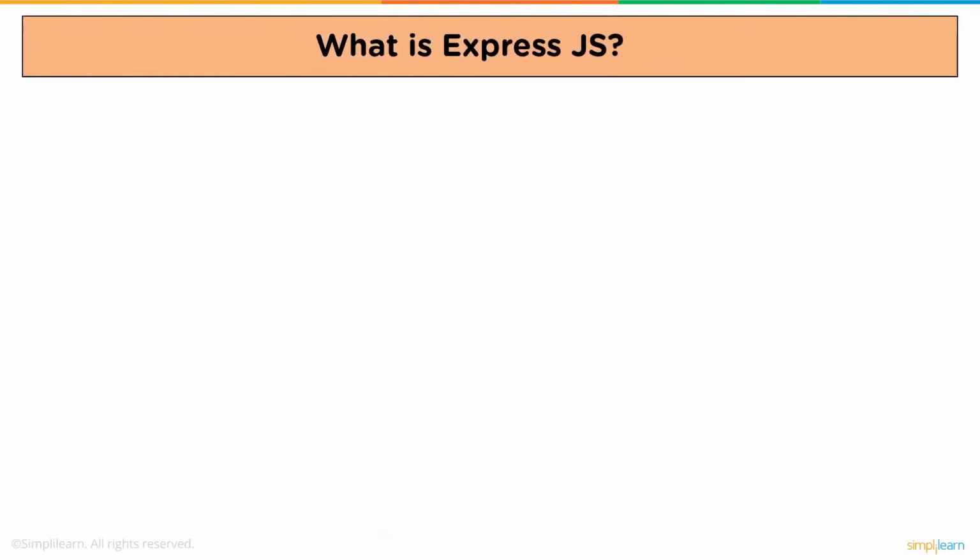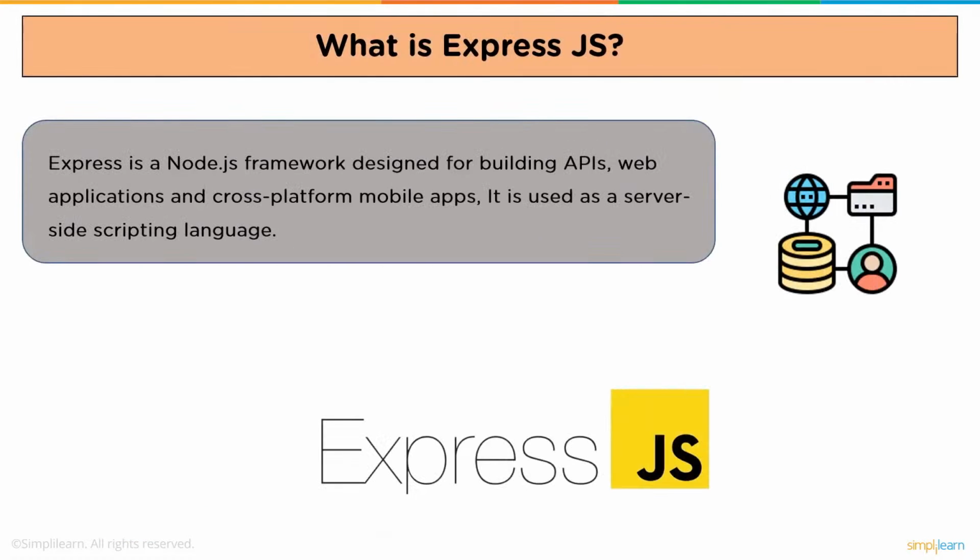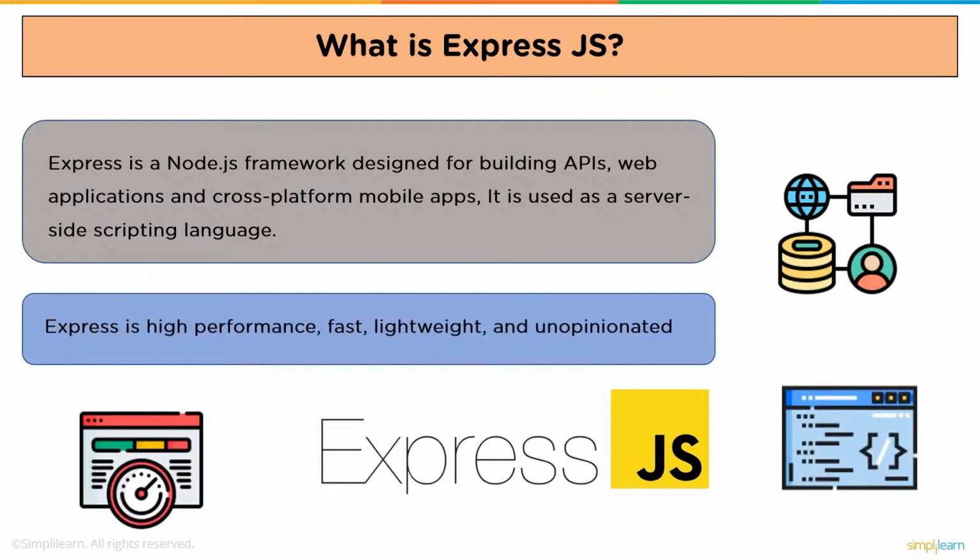What is Express.js? Express.js is a Node.js framework designed to build APIs, web applications, and cross-platform mobile applications. It is used as a server-side scripting language. Express.js is high performance, fast, lightweight, and unopinionated.